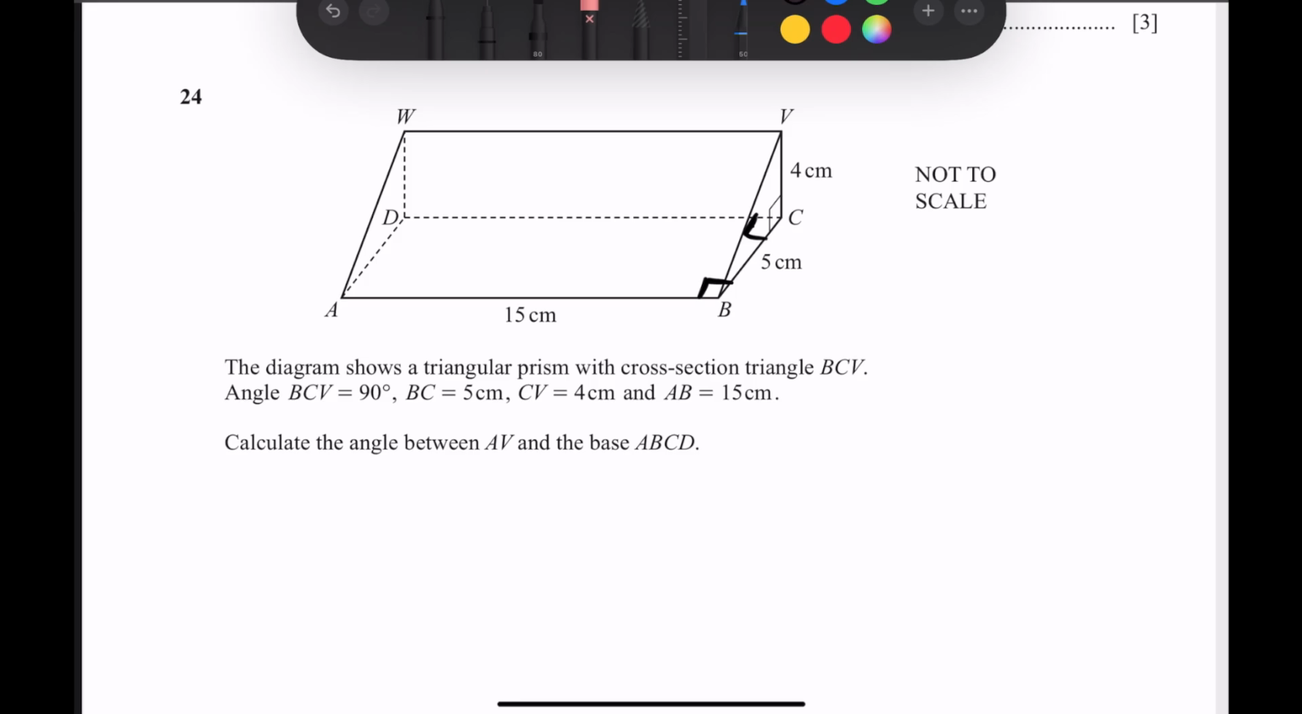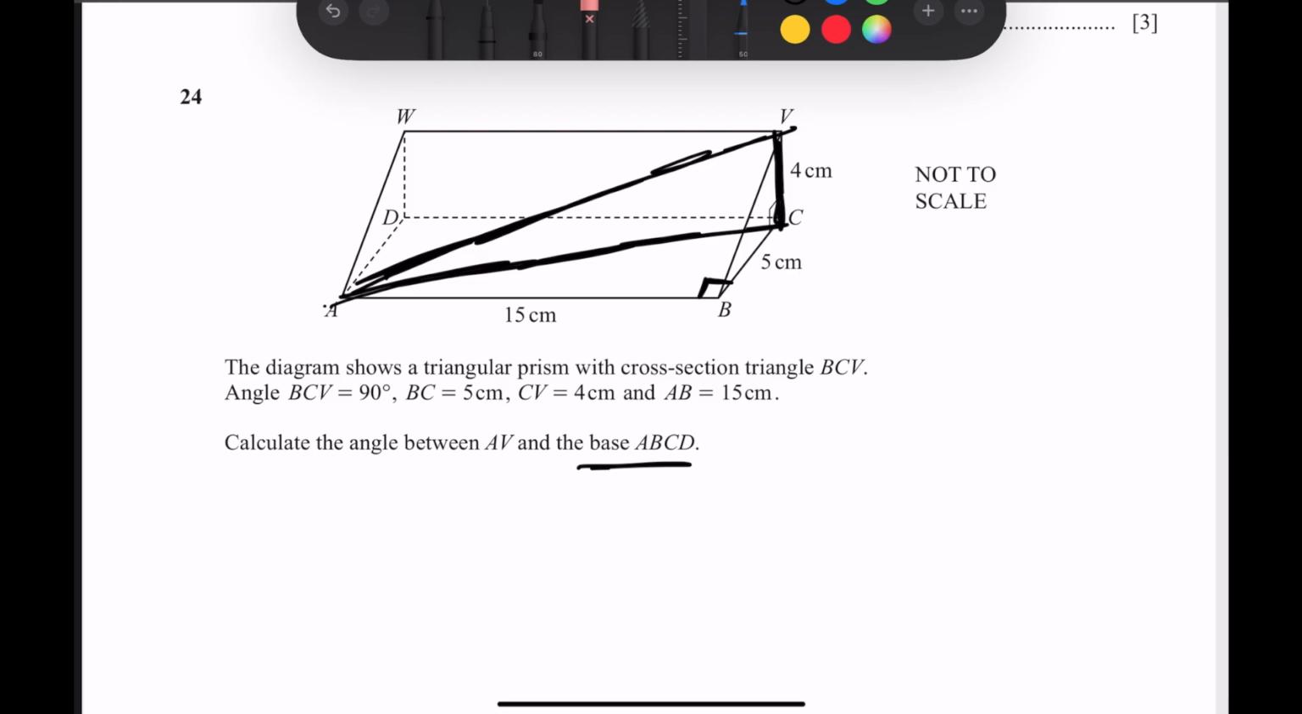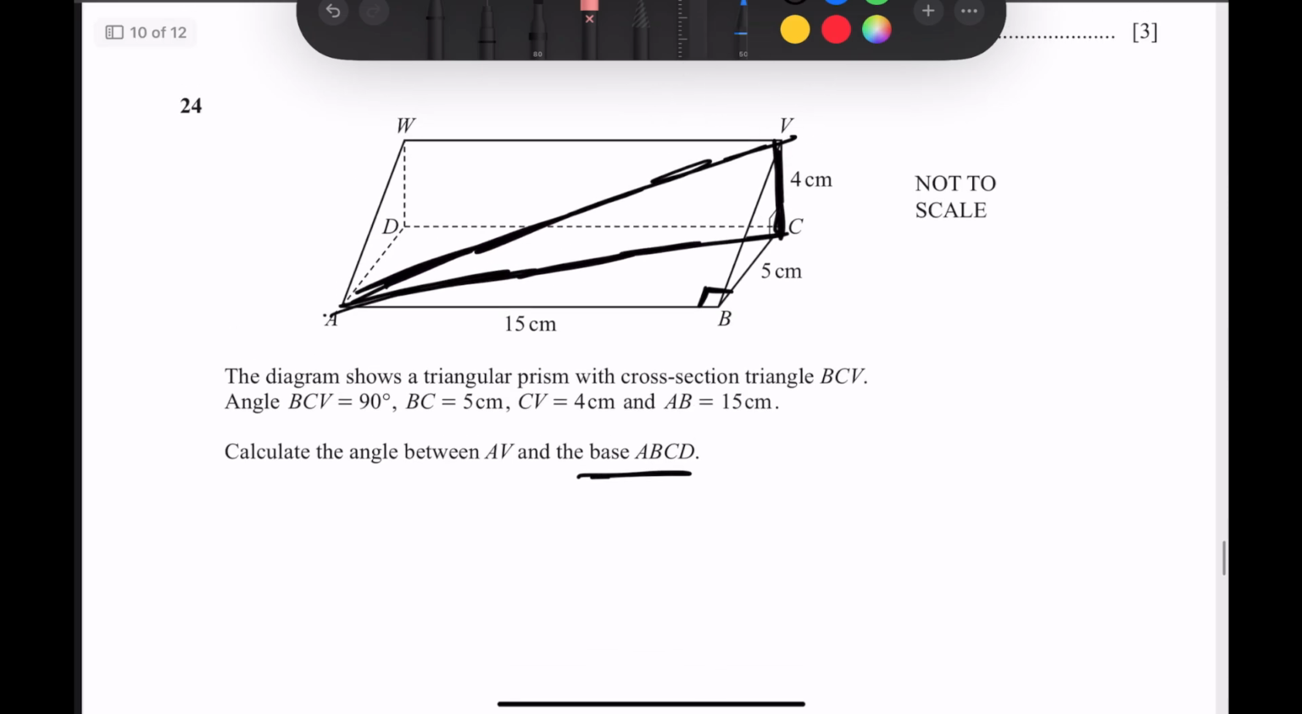Since the question is asking for an angle between AV and the base ABCD, this means that we can take any line in base ABCD, and if we connect that to AV and V to the point, we can produce a triangle. So in this case, if I take AC as a line, this is a line in the base ABCD. If I connect CV and I connect AV, I have a new triangle, since a triangle is straight lines between any 3 points, and I have my 3 points A, C and V.